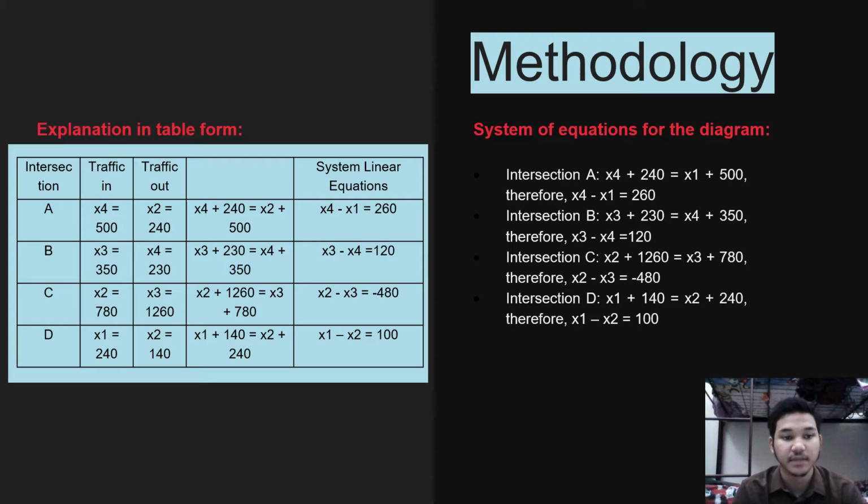This is the explanation in table form. There are 5 columns. The first column is the intersection. The second and third columns are traffic in and traffic out, which is the amount of vehicles for each street. The fourth column is the equation, and the last column is the system of linear equations. For example, at intersection A, traffic in is x4 equals 500 and traffic out is x2 equals 240, and we make the equation x4 plus 240 equals x2 plus 500. So we did the linear equation x4 minus x1 equals 216. Okay, thank you very much.